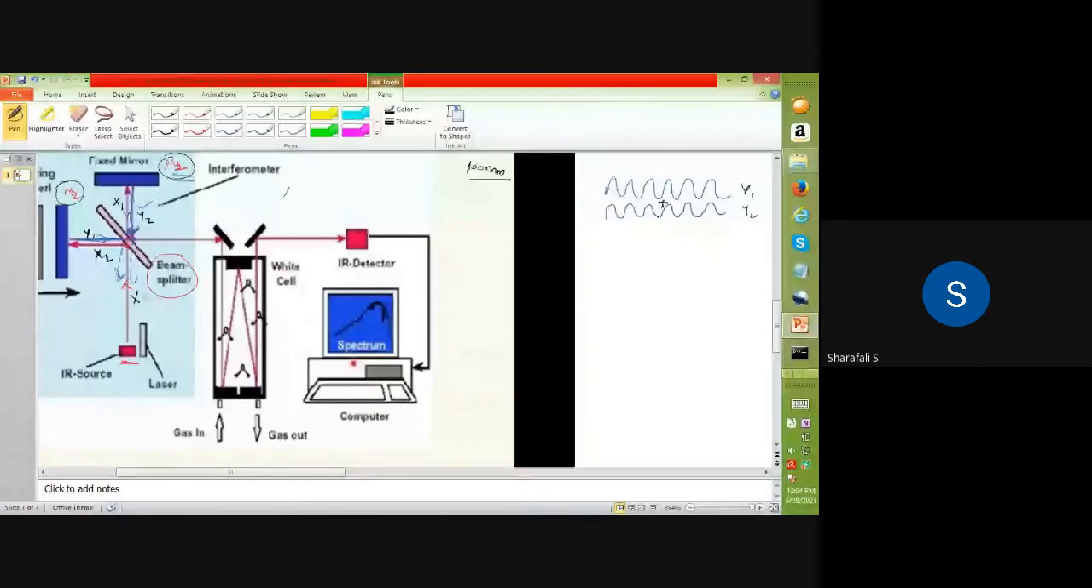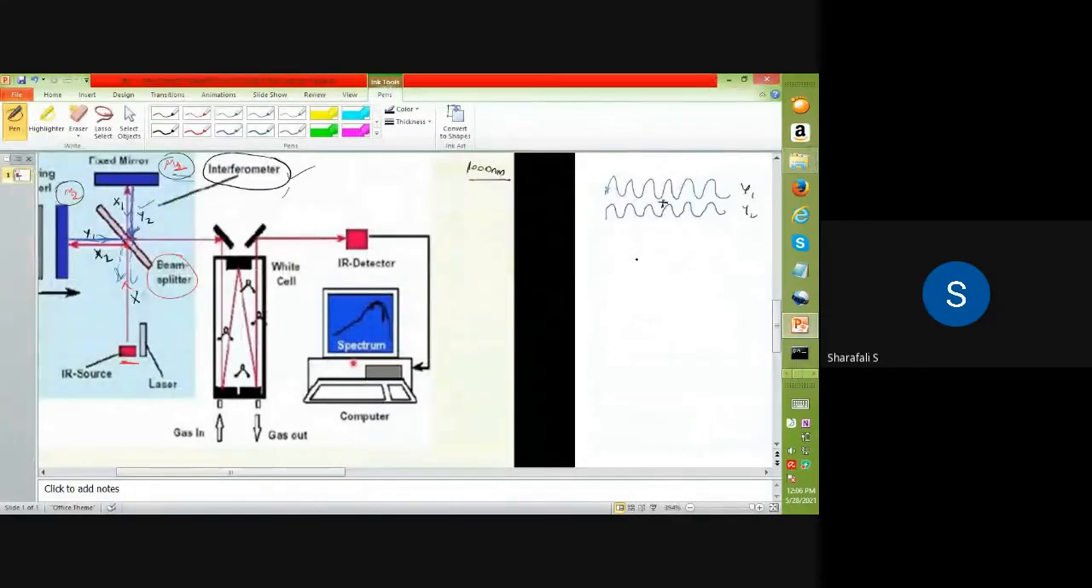That's why we are using this mirror and beam splitter setup. This is nothing but an interferometer. So this interference will happen at that point where Y1 and Y2 join. Since these two waves are in phase, constructive interference will happen, and we will get an intensity pattern which is higher.